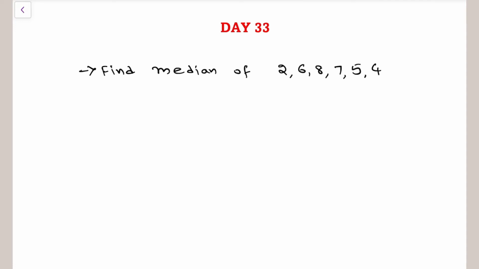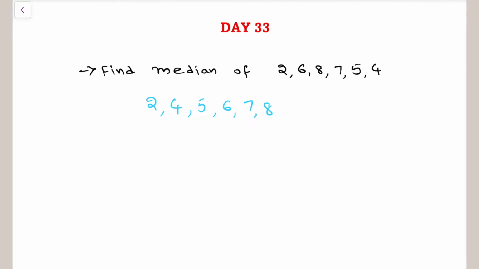Find the median of 2, 6, 8, 7, 5, 4. So first, before going to find the median, let us arrange all the given numbers in ascending order or descending order. So I am going to arrange all the numbers in ascending order. 2, 4, 5, 6, 7, 8.